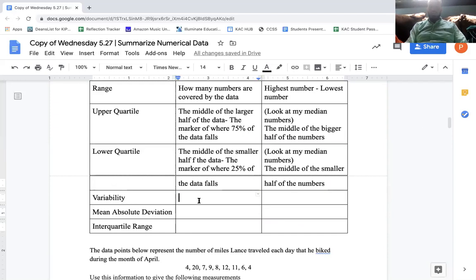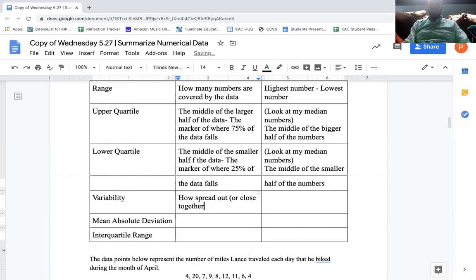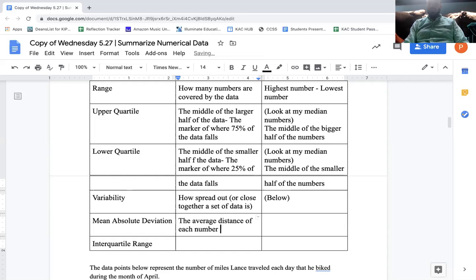Variability, what is variability? It's how spread out or close together a set of data is. Variability, it's never going to ask you what's the variability. That's where we have to do two different types of measurements. We have to find either mean absolute deviation or interquartile range. Mean absolute deviation, what is mean absolute deviation? It's the average distance of each number from the mean.